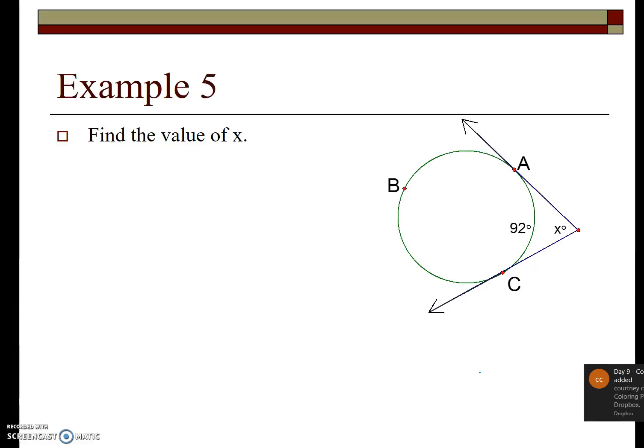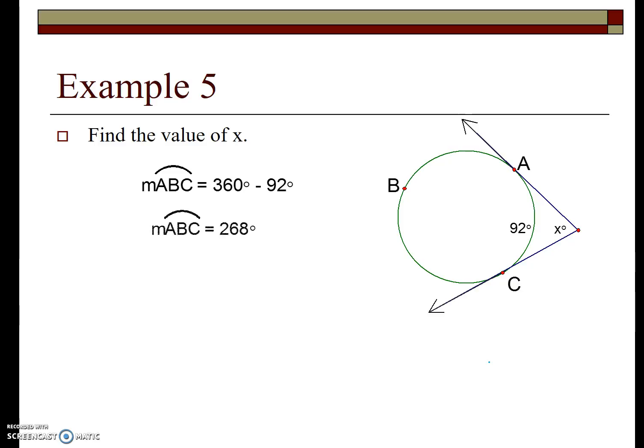So this one is dealing with the two tangents. And what I can see is that this one here is a 92 degree arc AC, but I don't have arc ABC. And so that's what I was talking about before. Since I have two tangents, I know that the total of the circle is going to have to be 360 degrees. So if this is 92, I can find arc ABC by doing 360 minus that 92.